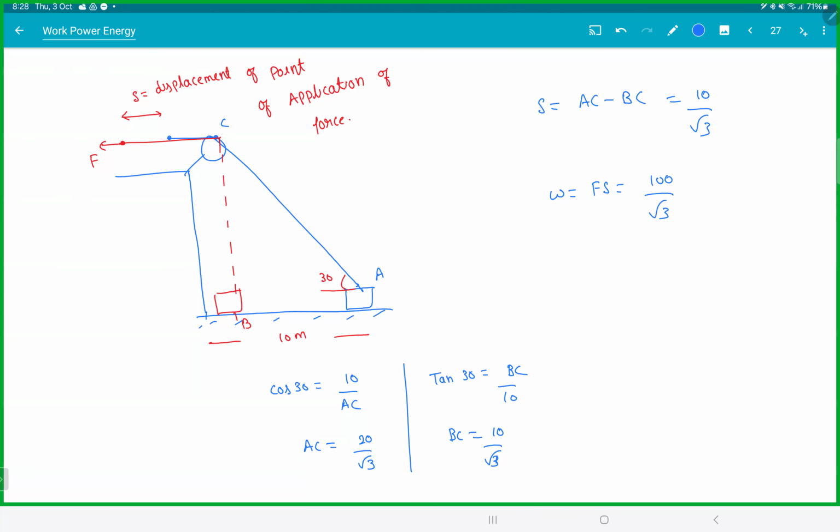Now you can ask, sir, can't you do it for the block? Yes, you can do it for the block, but the problem is that in Fs cos theta, theta is variable. I don't know how theta is changing. I don't know how to integrate that. It's not wrong. You just don't know how to do it. Check. Unfortunately, that 50 root 3 will be there in the answer.